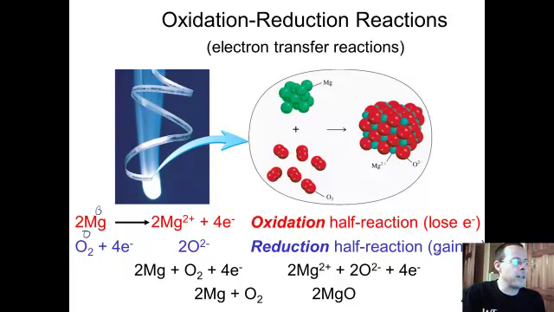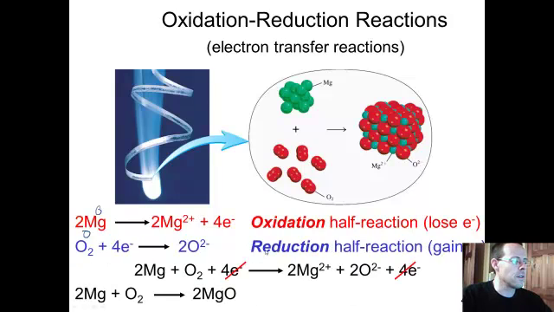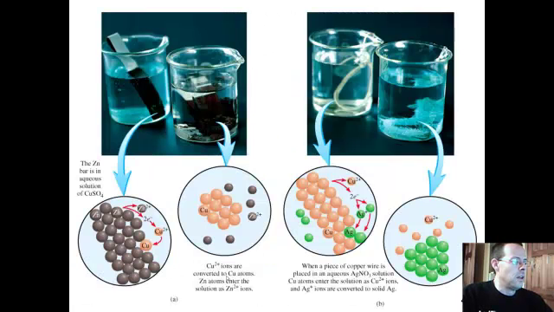And what does reduction mean? LEO says GER, so we're gaining electrons. And magnesium going from 0 to +2 is getting bigger, it's not being reduced, so it's being oxidized and it's losing electrons. So that's a recap from 5.3. We can get rid of our electrons, and there we go.